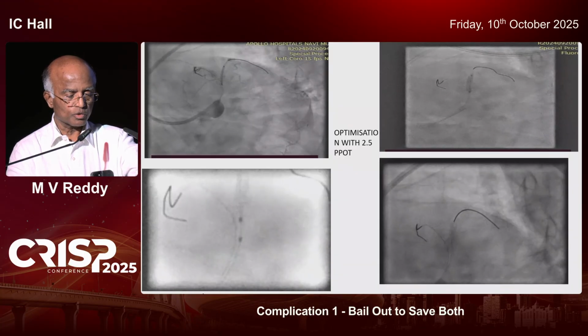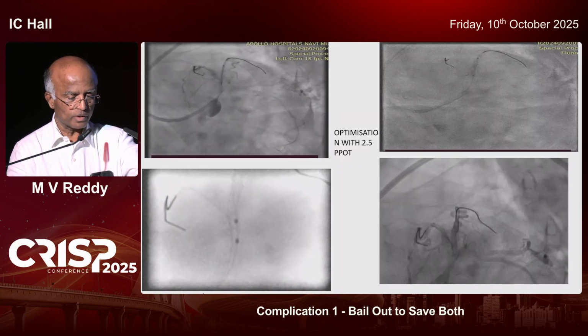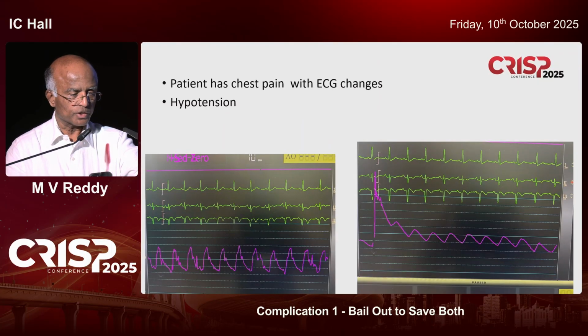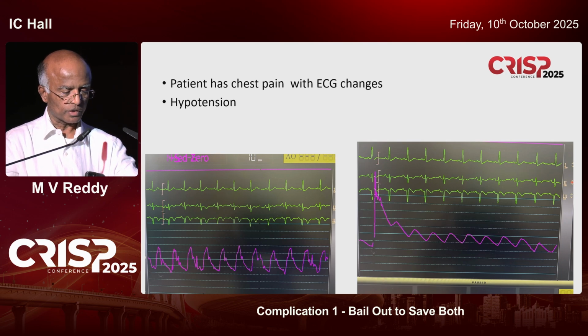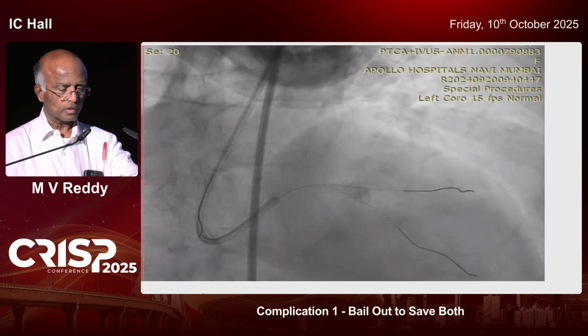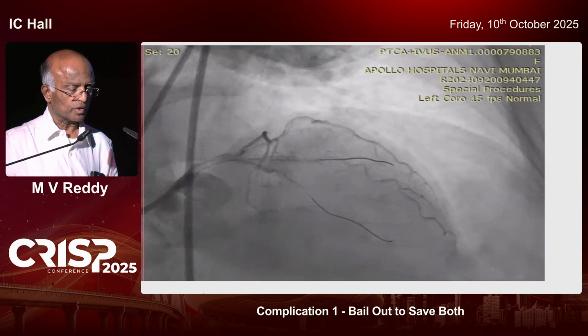And up to that, everything was okay. Now the patient started having chest pain, ECG changes, and hypotension. This is the graph, the right side is pre and the left side is afterwards, after the symptoms. Now, this is what is happening. Next shot.